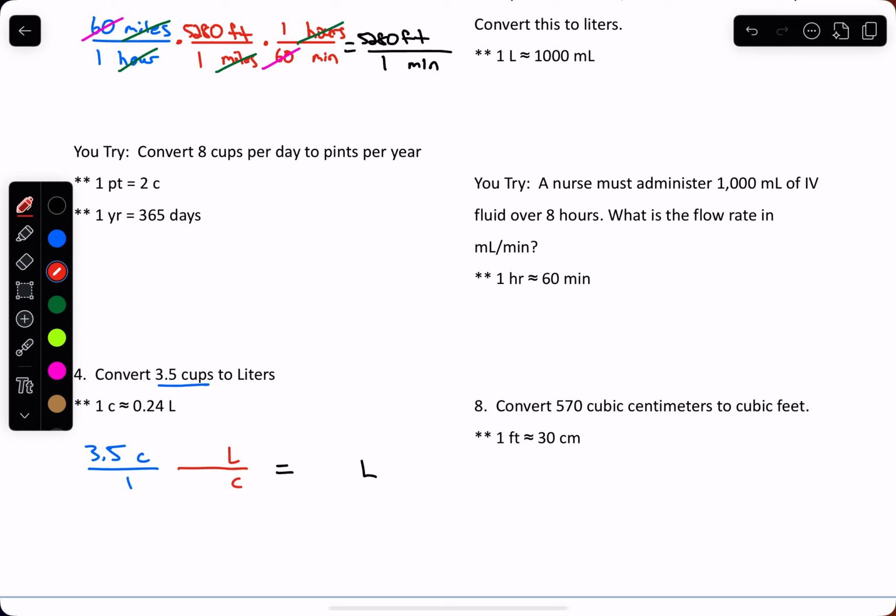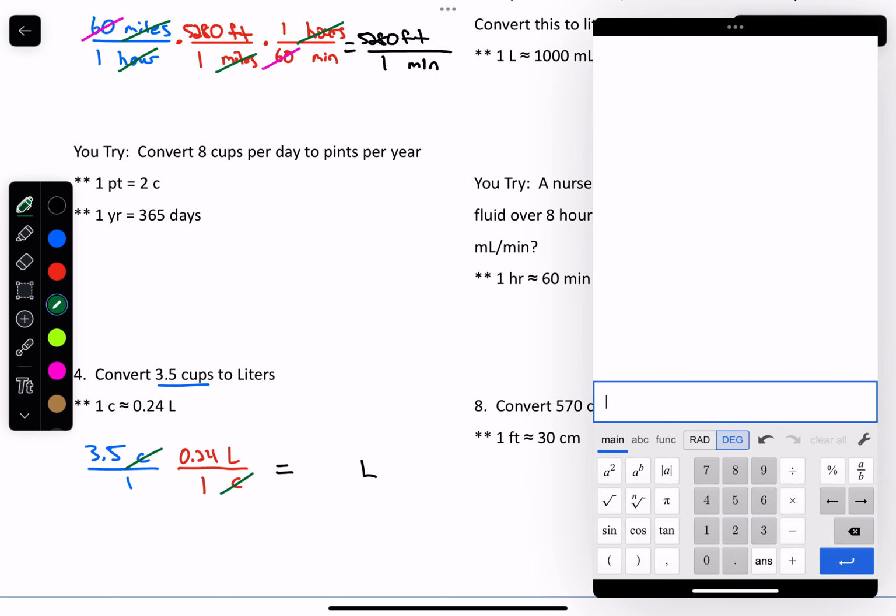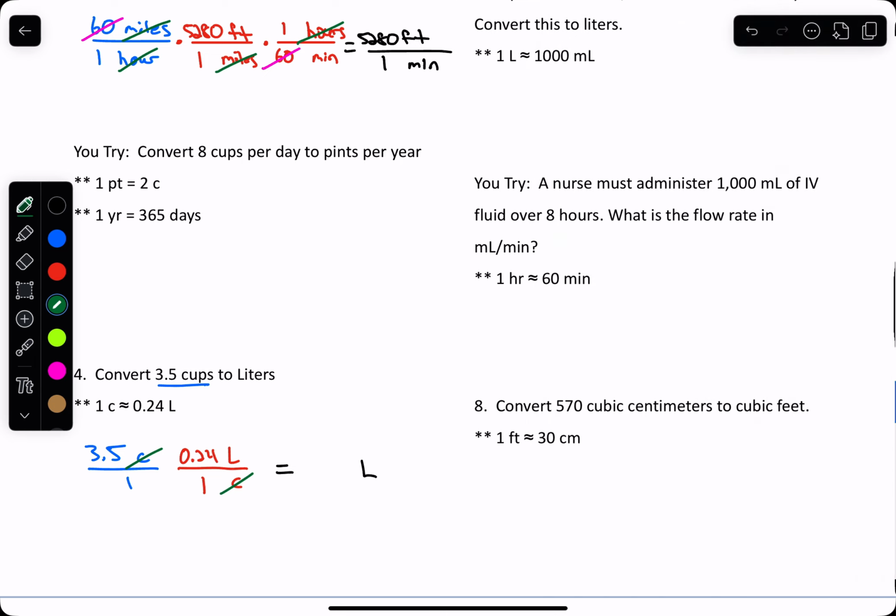Now I just have to make sure I fill in numbers that make a unit fraction. So I have the conversion there. 1 cup is equivalent to 0.24 liters. And so now all I have to do is multiply, because you notice the cups units will cancel. So 3.5 times 0.24 will give me my number of liters. So let me pull out a calculator real quick. We're going to do 3.5 times 0.24, which gives me 0.84 liters.